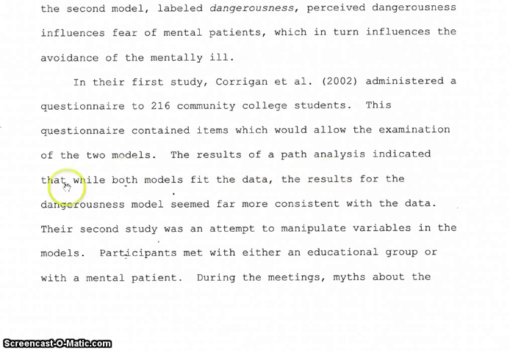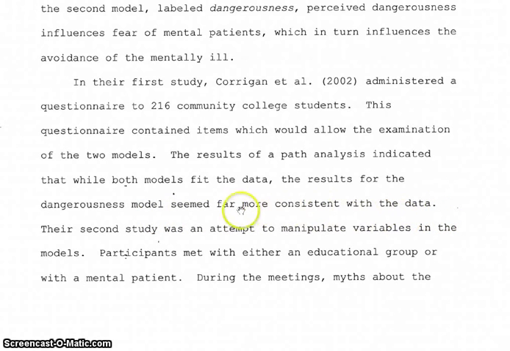The results of a path analysis indicated that while both models fit the data, and one thing I do want to note here, remember that data is plural, okay? So if you use the word data, remember it's plural. Datum is the singular form, D-A-T-U-M. So if you use data, it's plural. The results for the dangerousness model seem far more consistent with the data.